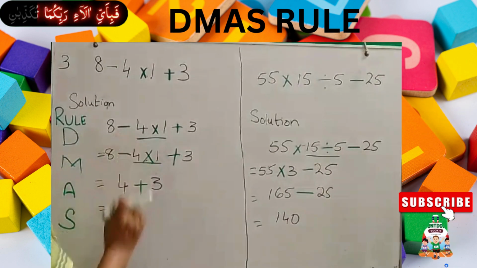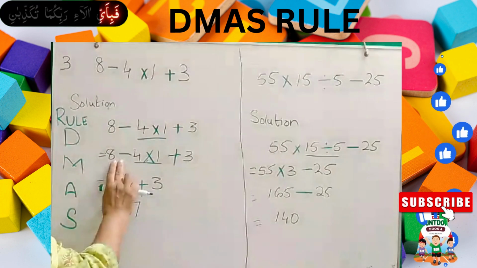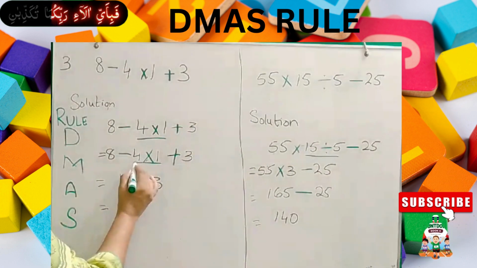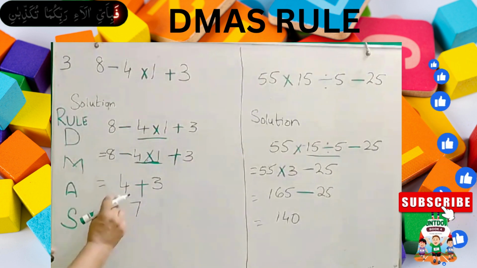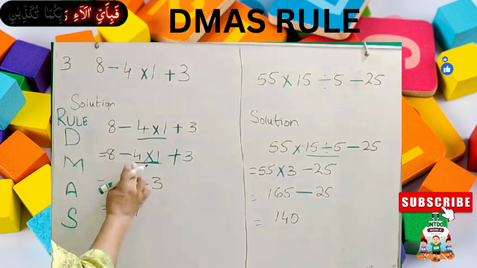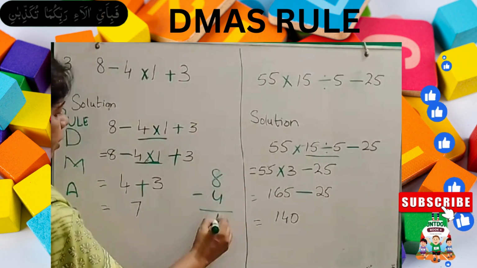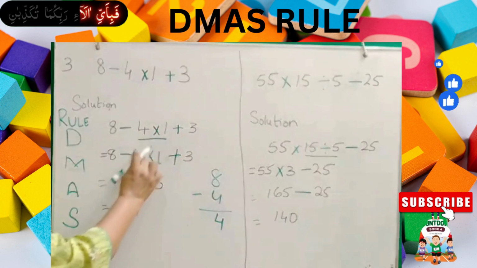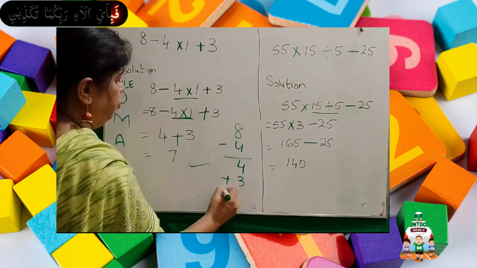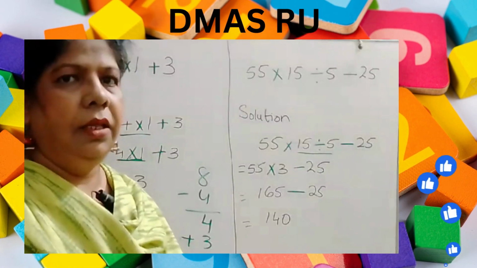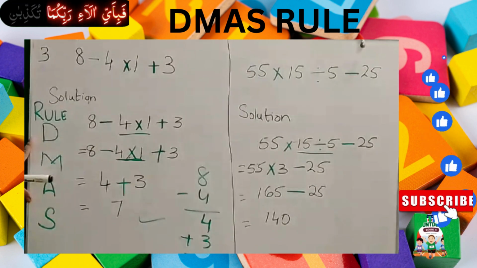8 minus 4 multiply 1 plus 3. So 8 minus 4 we have to leave. We have to do this 4 multiply 1. 4 ones are 4, right? And then when we do 8 minus 4, we will get only 4, right? And then later on we have to just add. 4 plus 3 is equal to 7. Yes, as I already discussed, we are using the DMAS rule here.